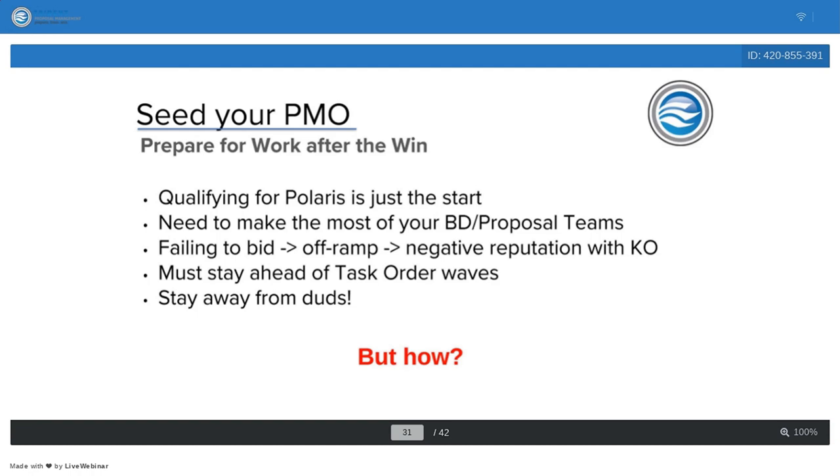So be alert, be aware, plan ahead, and also stay away from the duds. Rebecca said, hey, listen, lose early. Nobody wants to spend time chasing opportunities. Having worn the hat of a capture manager or proposal team member, nobody wants to spend time putting together a solicitation that you're going to lose. So be alert, bid early, bid frequently, stay ahead of the task orders, and stay away from the duds. That's why you need a PMO. That's kind of their reason to exist, to make sure you're getting the most out of that contract vehicle.